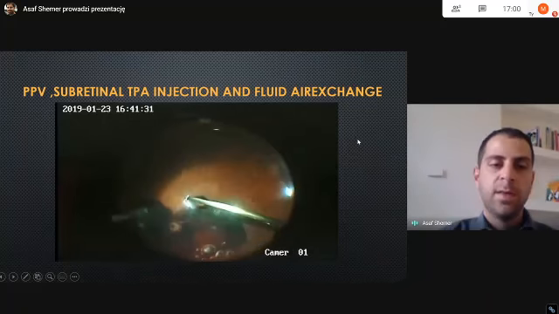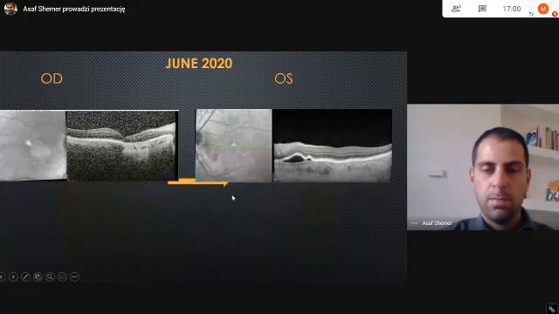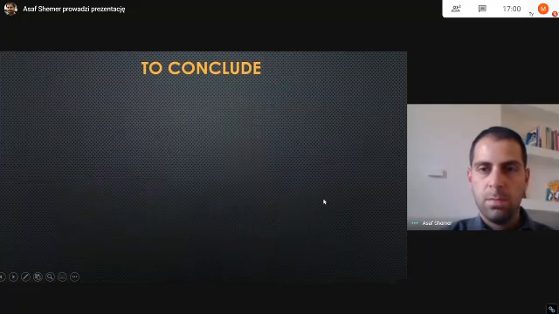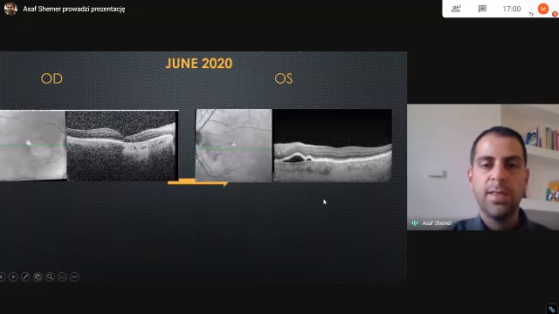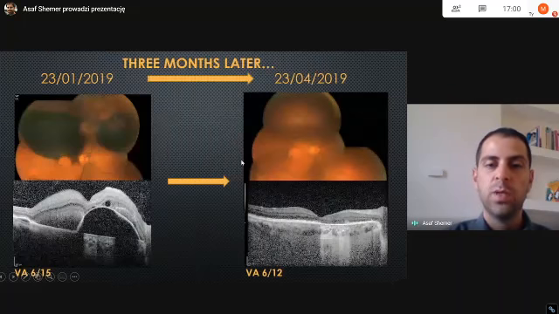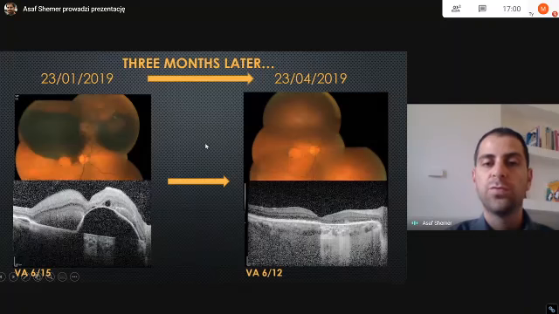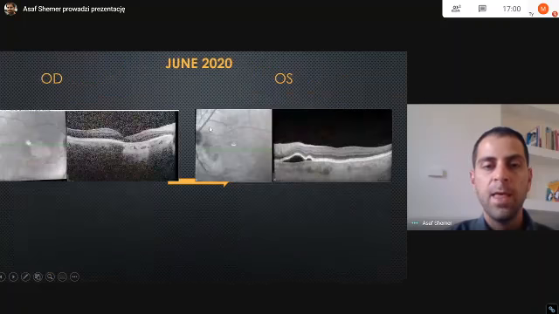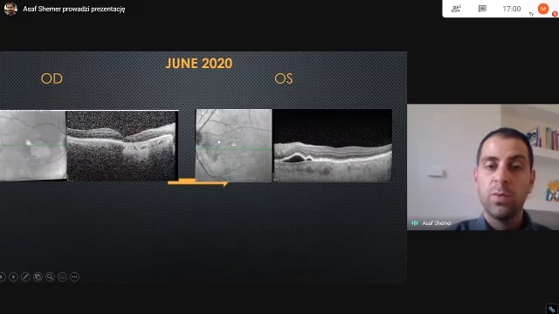Here we can see the changes in the color fundus images as well as in the OCT slide with fully resolved hemorrhage and PED in his right eye. And 1 year later, in June 2020, the right eye was stable. However, in the left eye, we can definitely see an increase in the PED.